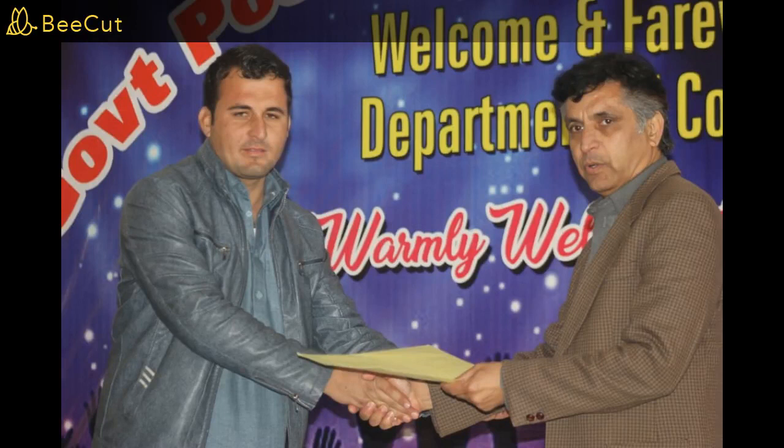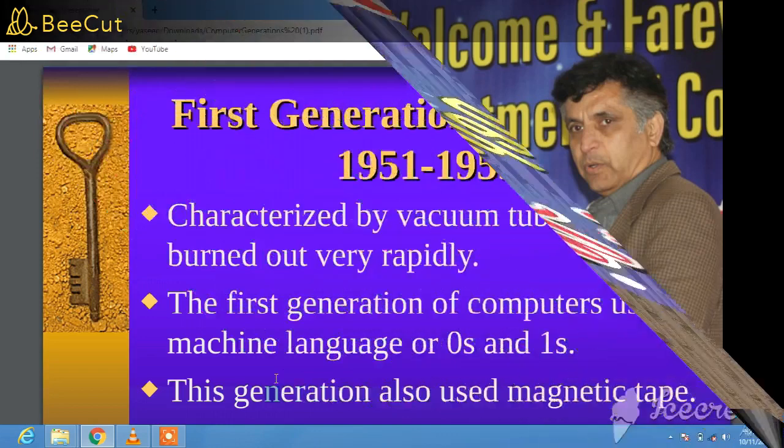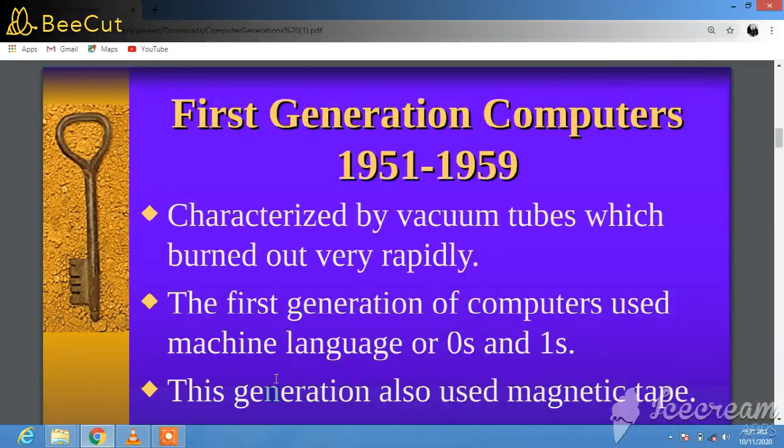Today in class we are going to discuss computer generations. The term generation in computer terminology is used for a change in hardware. But nowadays the definition of generation in computer is a change in both software and hardware. There are totally 5 generations known until today.